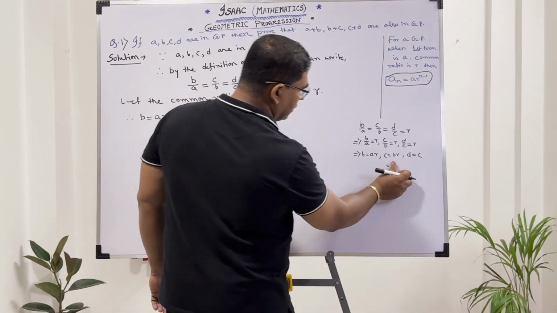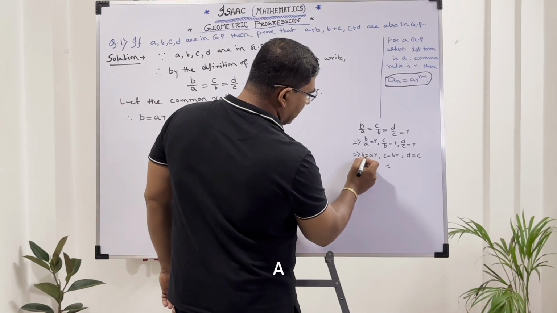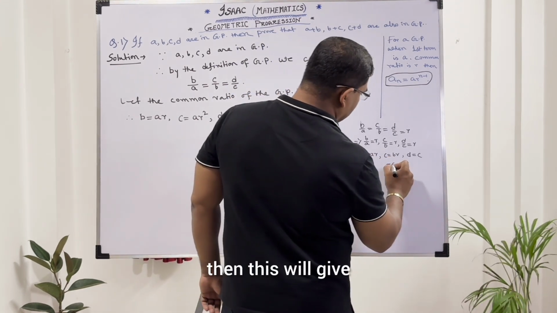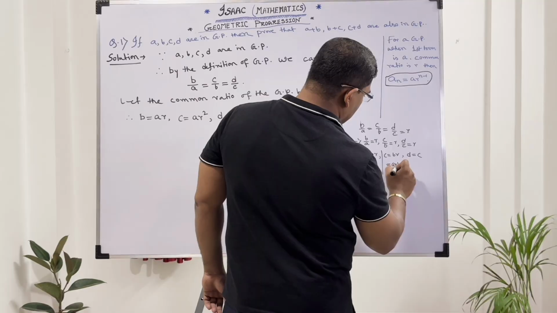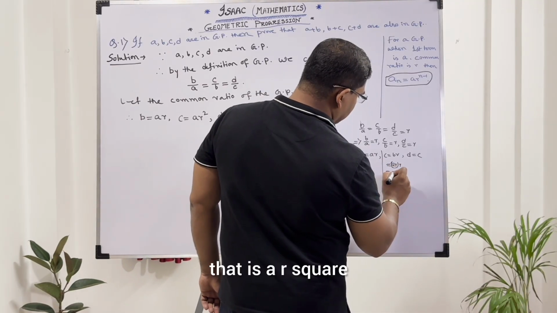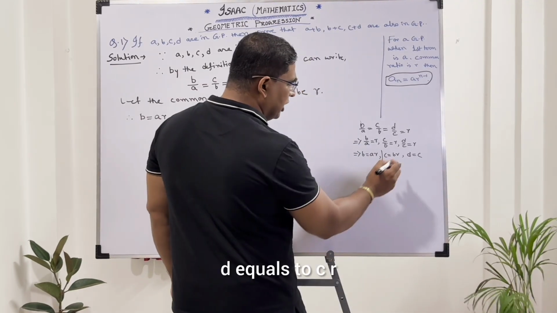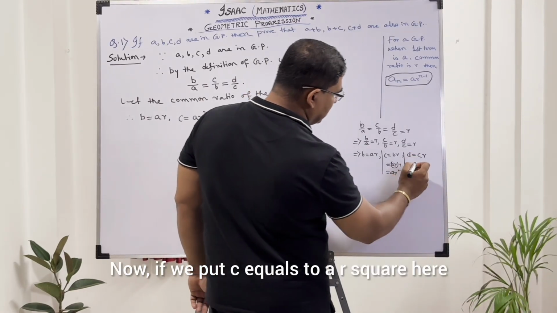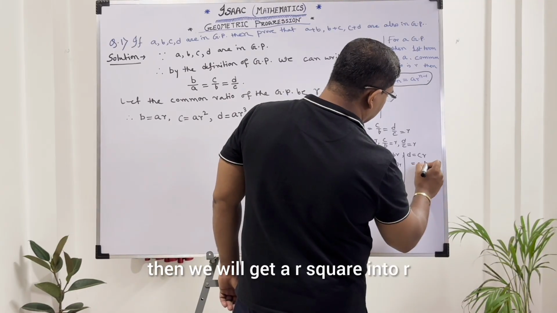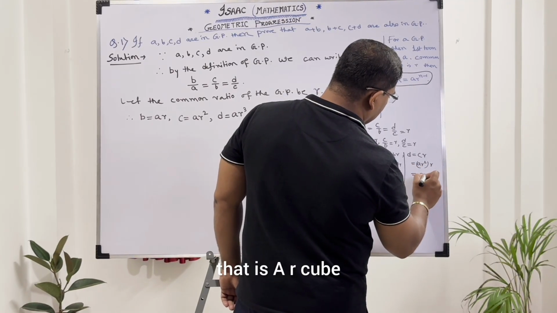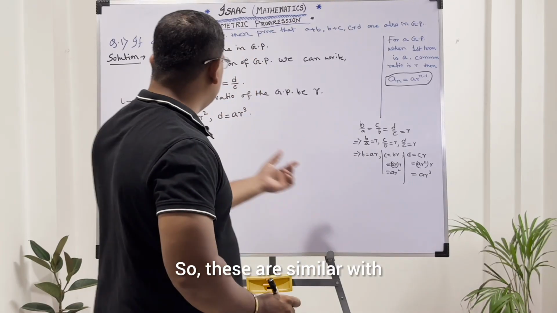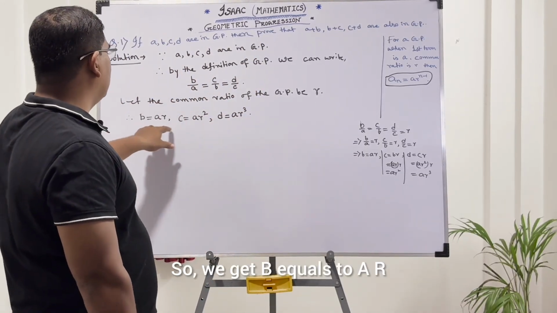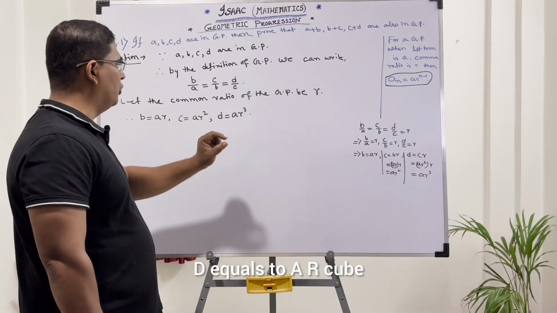Now if we put B equals AR here, then this will give AR into R, that is AR square. D equals CR. Now if we put C equals AR square here, then we will get AR square into R, that is AR cube. So these are similar with this. So we get B equals AR, C equals AR square, D equals AR cube, where R is the common ratio.